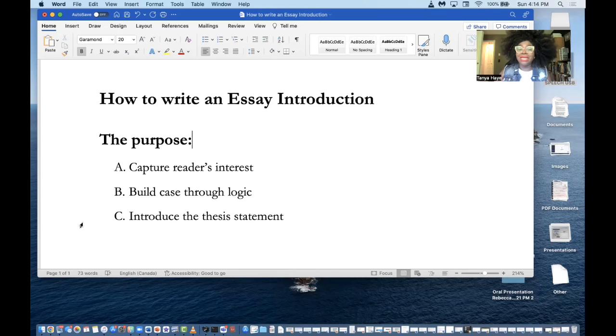But your goal is to capture our interest, to build a case through logic. It's logic. It has to be logic. I want to make that clear. And then you build the case so that you can get towards the most important part of your essay introduction, which is your thesis. You cannot write an essay without a thesis. There's no way around it.